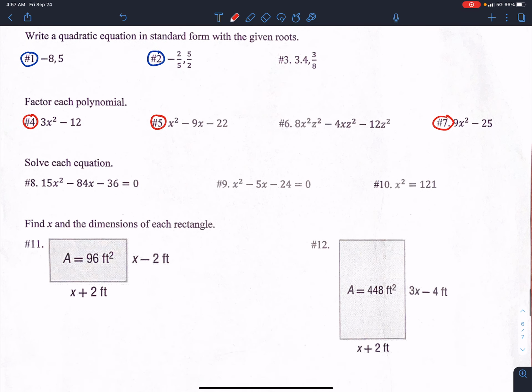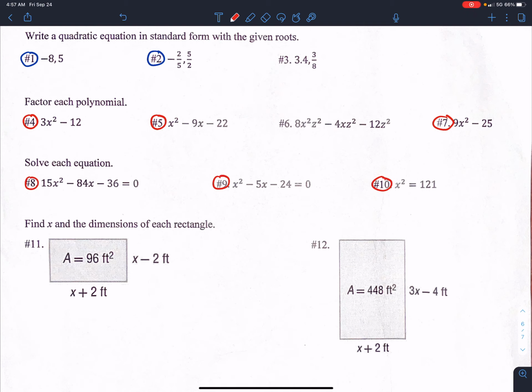Number 8, I want you guys doing 8, 9, and 10. Okay, remember I always set it equal to 0 first. And then we'll talk about 11 and 12 really quickly.